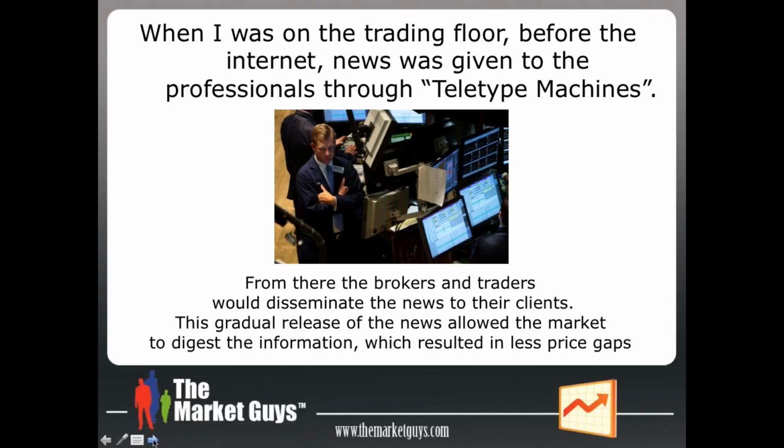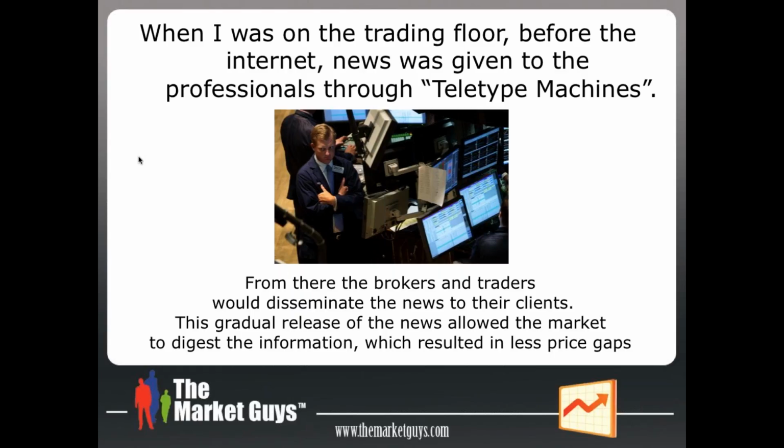We heard all that. But when I was on the trading floor, that's not me, that's just a picture of the trading floor. But when I was on the trading floor, this is back in 1982, before Al Gore took credit for inventing the internet. Before the internet, news was given to the pros on the trading floor by teletype machines. They basically were rolls of paper into more or less an electric typewriter, and it was hooked up to receive news. And the floor traders would watch that news all day long.